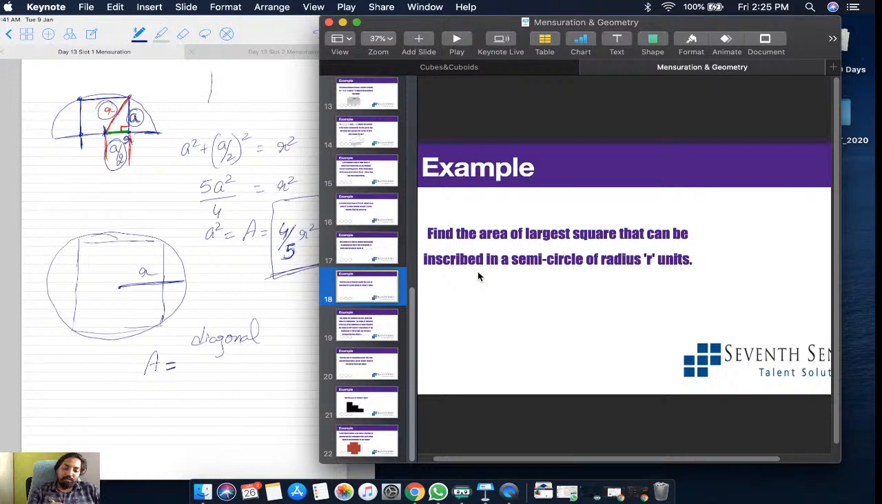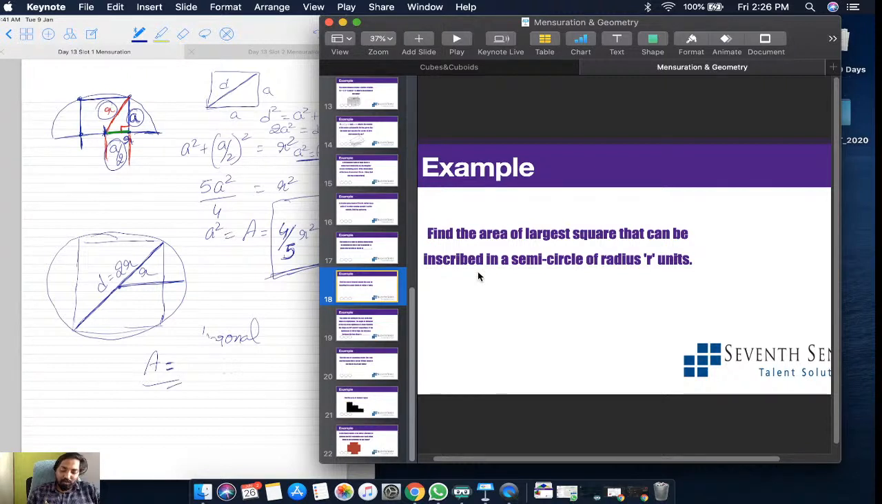Okay, let's talk about the square first. This length is called the diagonal. If this is a, this is a, d square is equal to a square plus a square. So 2a square is equal to d square. So a square, that's also the area of the square, will be equal to d square by 2. In this case, the diagonal of the square is equal to 2r. So your answer is 2r square.